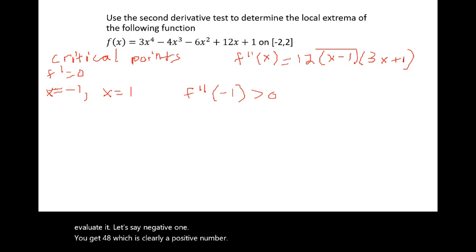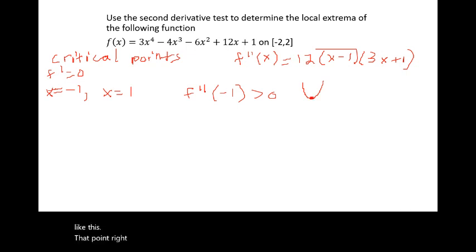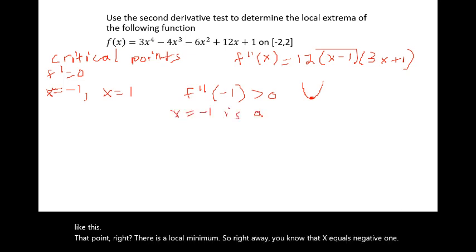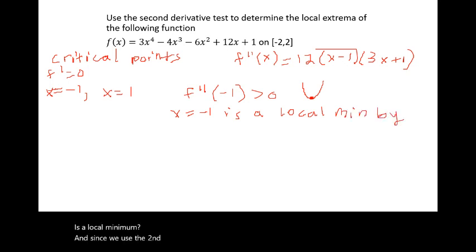Since the second derivative is positive, that means this function is concave up. Concave up looks something like this. That point right there is a local minimum. So right away, you know that x equals -1 is a local minimum. And since we use the second derivative, this is by the second derivative test. SDT is a completely acceptable shorthand.